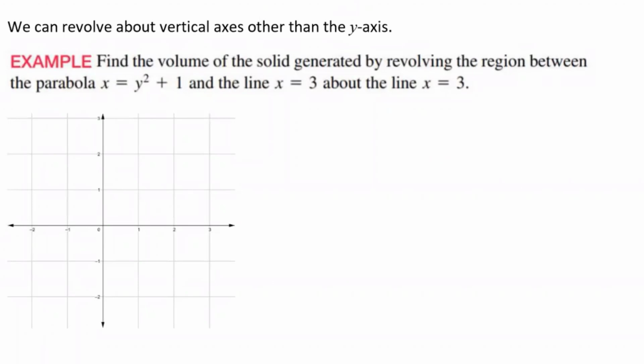First, let's go ahead and start graphing. The line x equals 3 is easy enough to graph. Let's do that. Is it vertical or horizontal? Vertical line, that's right. And now let's graph x equals y squared plus 1.